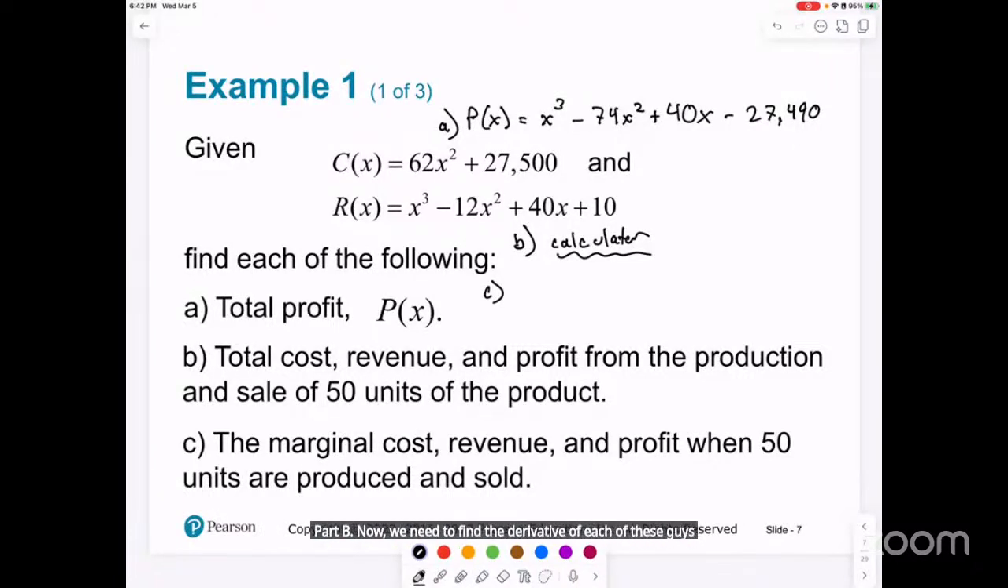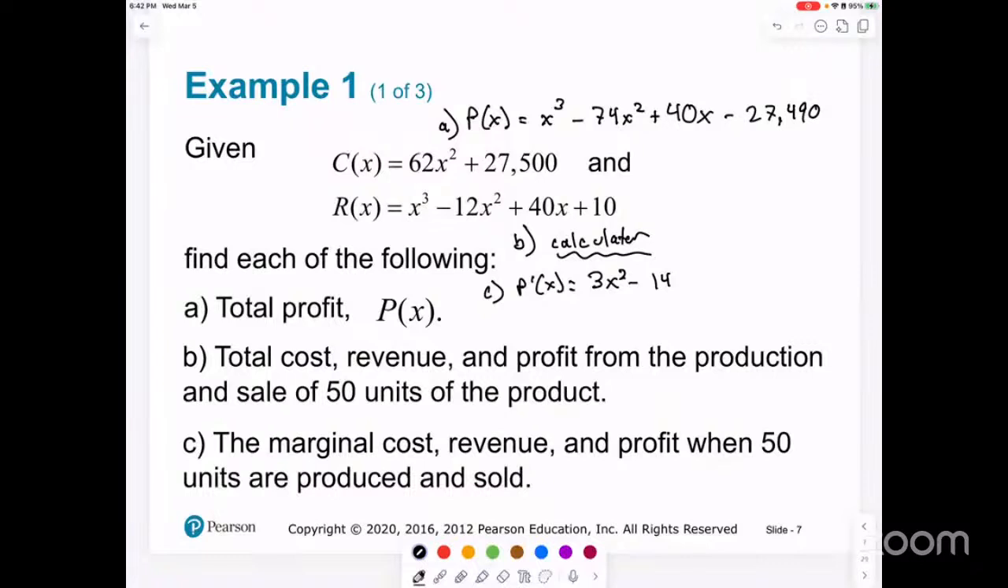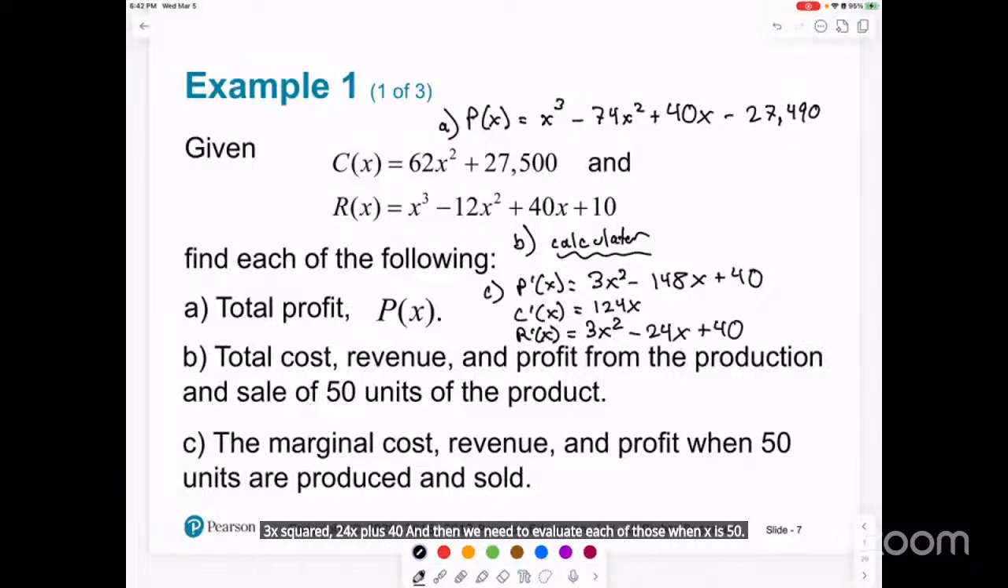So P prime: 3x squared, minus 148x, plus 40. And then C prime. Okay, that's it for that one. And then R prime: 3x squared, minus 24x plus 40. And then we need to evaluate each of those when x is 50. I'm going to use the calculator for B and for that.